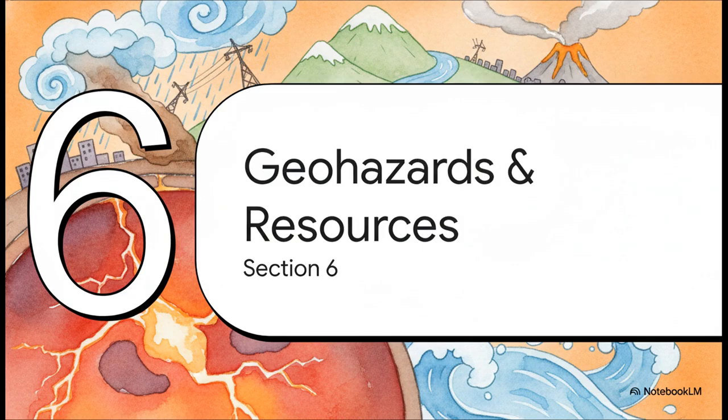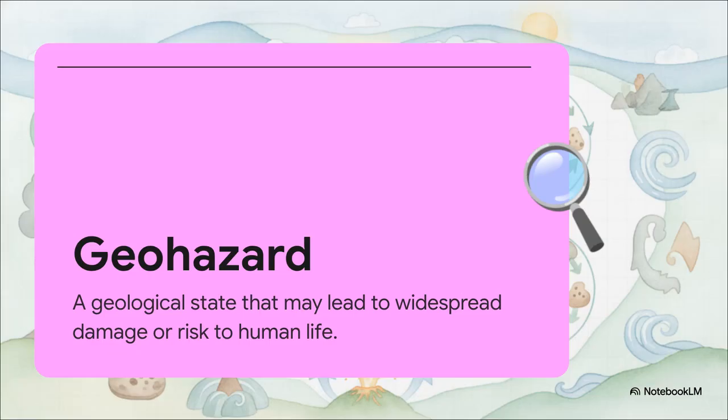Finally, let's look at Section 6, geohazards, time, and resources. Now, when these incredibly powerful endogenic and exogenic processes interact with human environments, they can create highly dangerous phenomena that we absolutely have to monitor. We call these natural disasters geohazards.